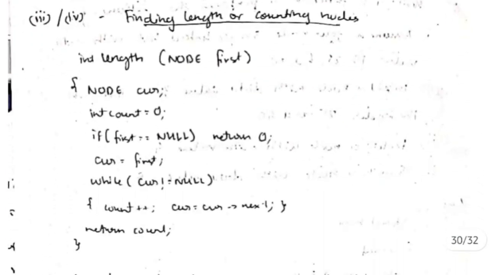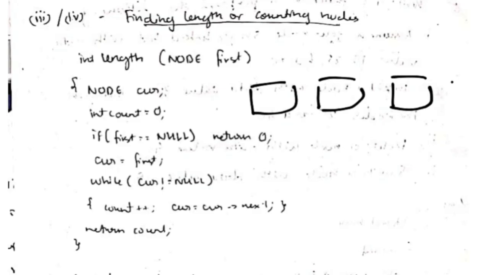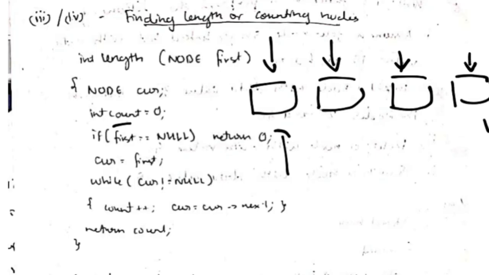So for that we will travel each node. See, if this is the list here, and we have 4 nodes here, we will travel each of these nodes for keeping a count of how many nodes are traveled. Okay, so we will be incrementing the count by one after traveling each node. So when we reach the end, at that time we will stop the count and come out of this function and return count. Okay, that will return the length, or how many nodes are present inside this list.